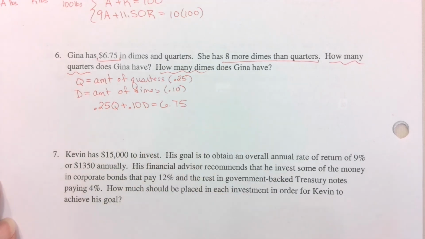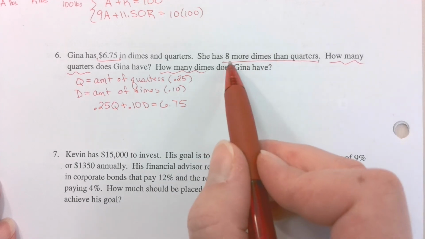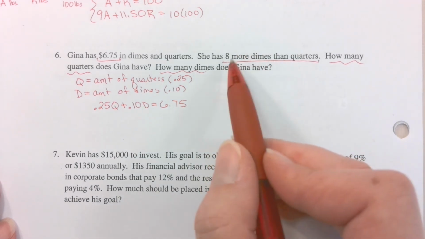All right, the other equation says she has 8 more dimes than quarters. One of the mistakes is people see 8 more dimes, so they want to say 8 plus D.